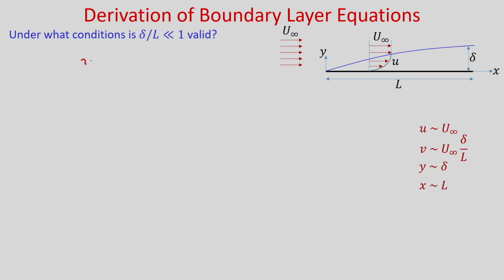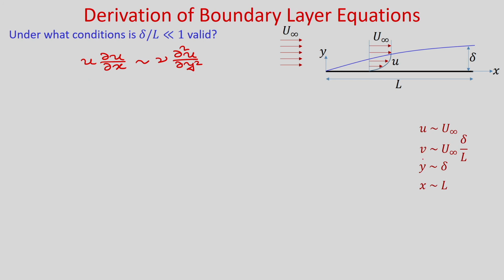We have the inertia term u del u by del x. Each inertia term is of the same order, so we can take any inertia term, u del u by del x, and compare it with the viscous term, nu del 2 u by del y square. We can compare them because these terms are already in the governing equations and cannot be dropped. All terms should be of the same order. We are comparing the inertia term with the viscous term. Now we put in the scales.